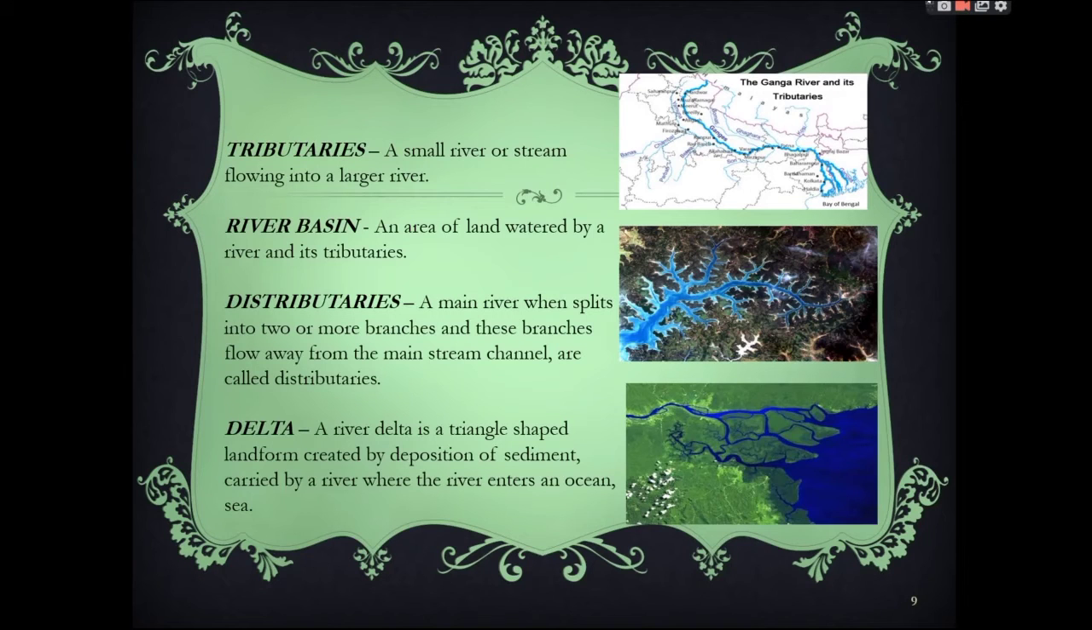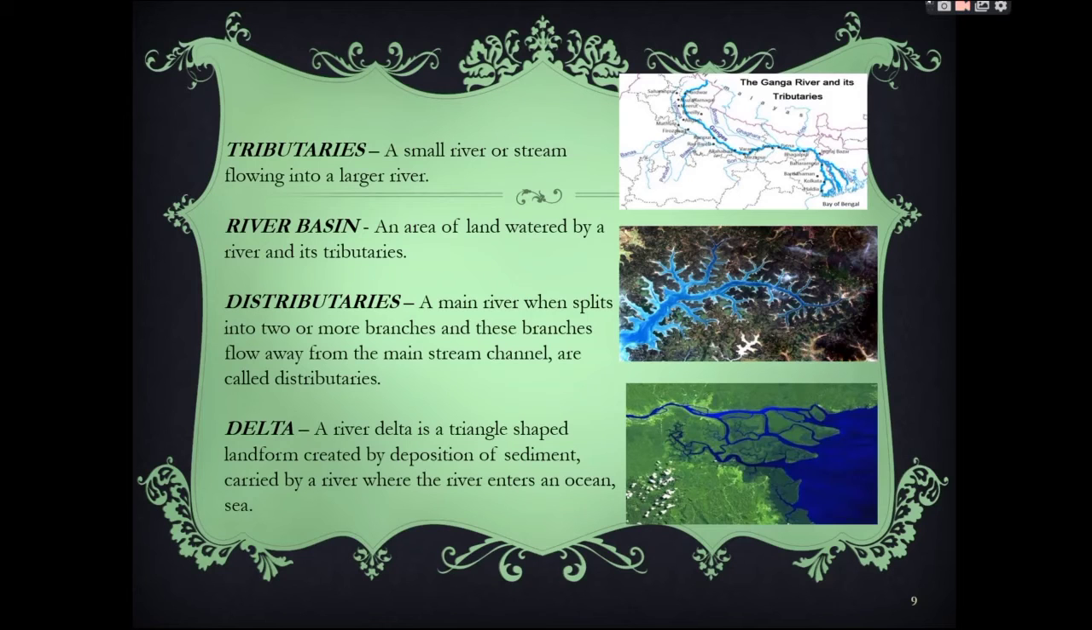Before going further, we should know some important terms. Tributaries: a small river or stream flowing into a larger river is known as a tributary. River basin is an area of land watered by a river and its tributaries.